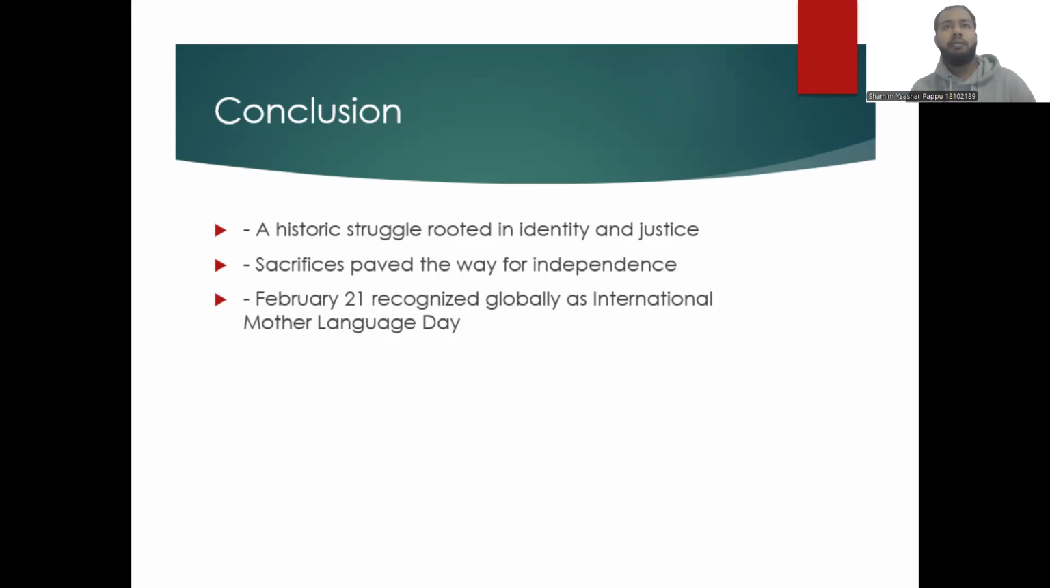If somebody puts restrictions on you with their own language, with their own rules, it's not fair, right? So in all kinds of movements, all kinds of political issues, the language movement, several people sacrificed their lives for their nation's independence. For those sacrifices, as a result, 21st February 1952 got recognition as the International Mother Language Day.